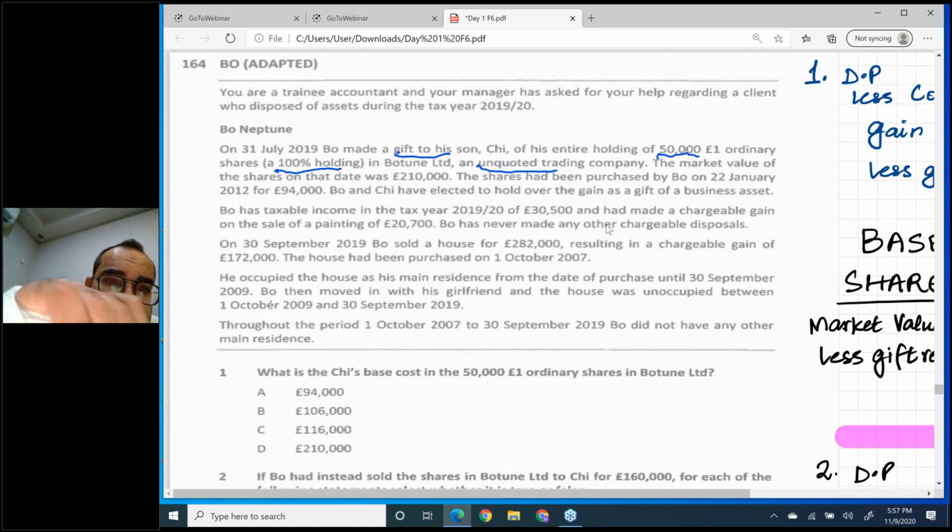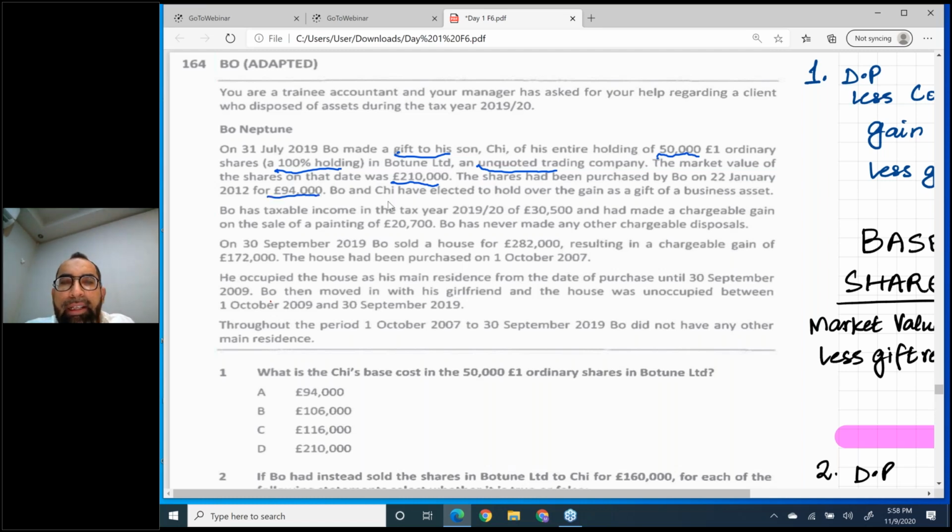Now, yes, this is very important. The market value of shares on that date was 210,000. Why? Because dad and son are connected persons, and whenever you deal with connected persons and you need to compute the gain, instead of disposal proceeds you have to write the market value. So open your eyes, your market value will be 210,000. Disposal proceeds will be 210,000.